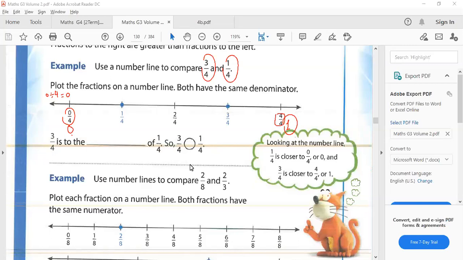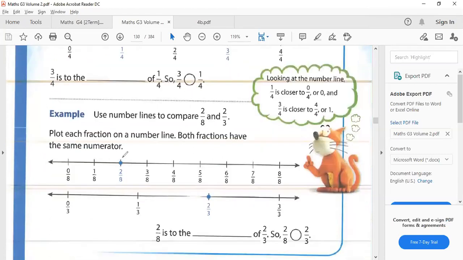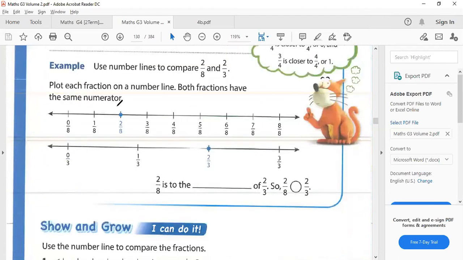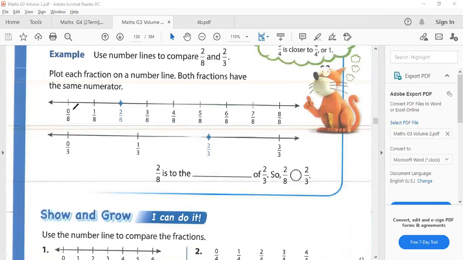And here, this is 2 over 8. 2 over 8 will be here. And 1 over 3. Yeah. They are different. So we can use the same number line, but divide it down with 8 equal parts and up with 3 equal parts.